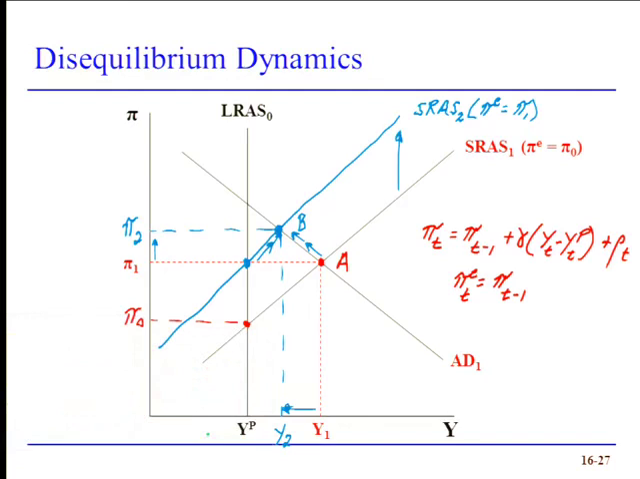So in year 3, the following time period, what happens? Expected inflation in year 3 becomes actual inflation from year 2. Actual inflation in year 2, that gives us our base. Expected inflation has changed. The short-run aggregate supply curve will shift up further. And we go through the whole process again.